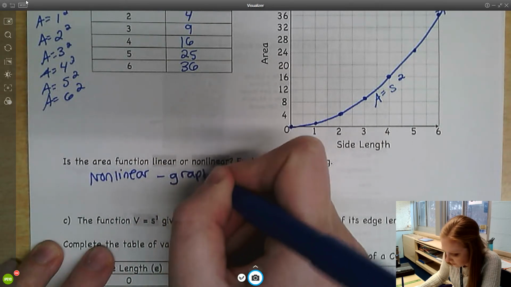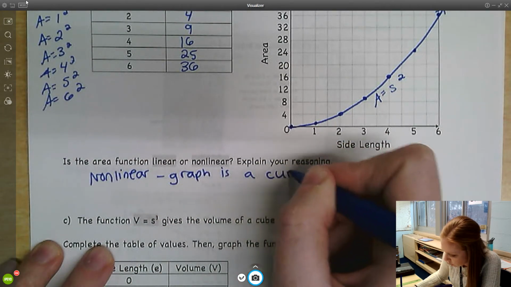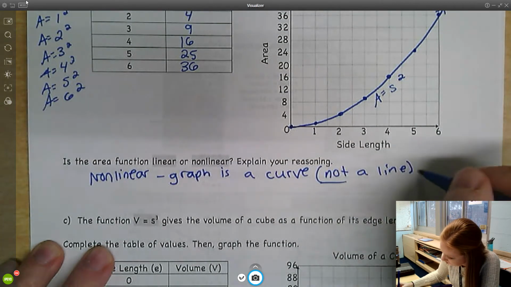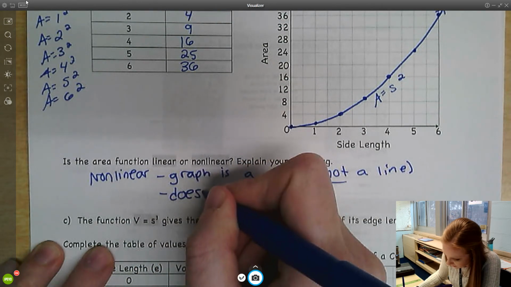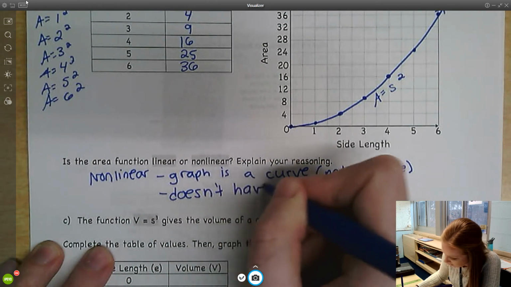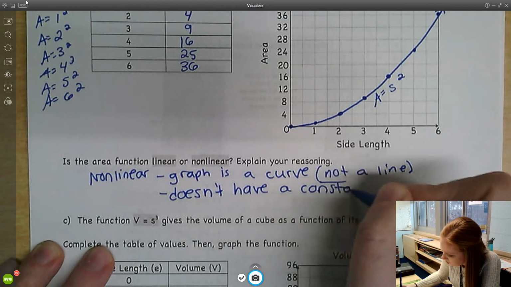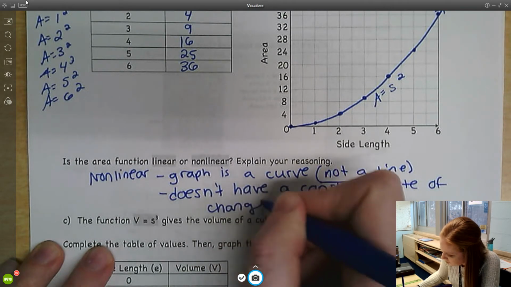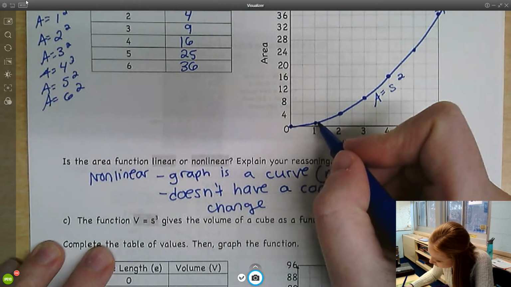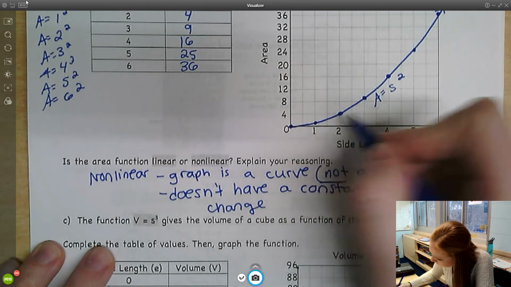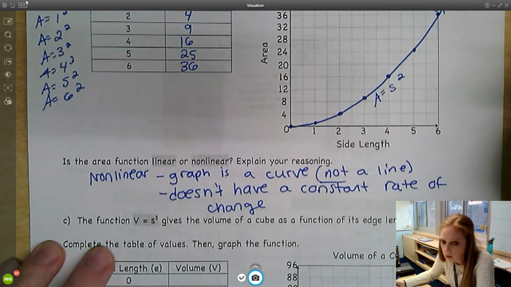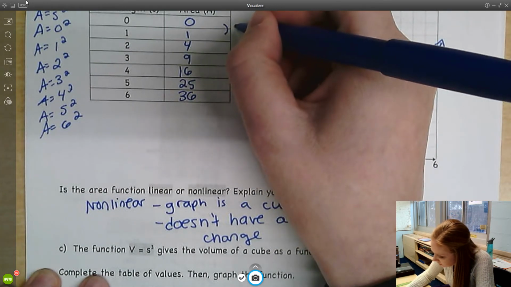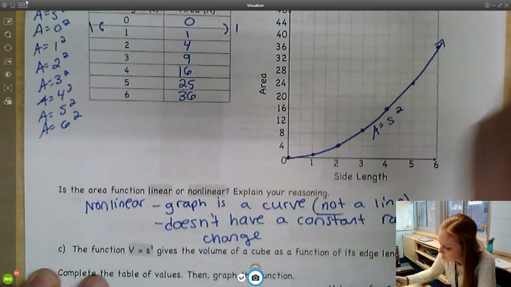Why? Well, the graph is a curve, not a line. Also, it doesn't have a constant rate of change. If you found the slope between these 2 points, you're going up like 3 over 2. And then between these 2 points, you're going up a lot more and then over a different amount. Or if you found your slope here, this would be change in y, so this would be 1 over 1.